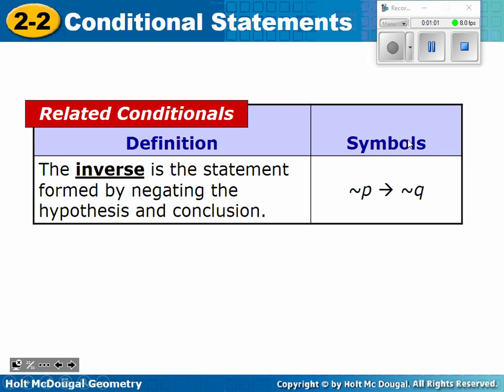Inverse is our third kind of statement today. The inverse is going to negate the original conditional. It's going to negate the original conditional.